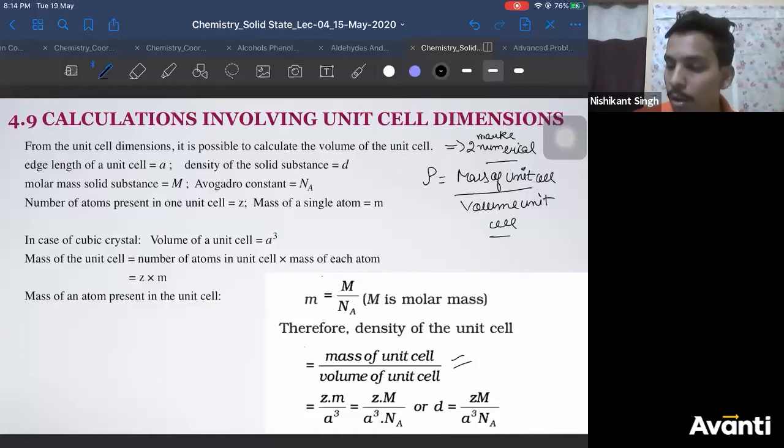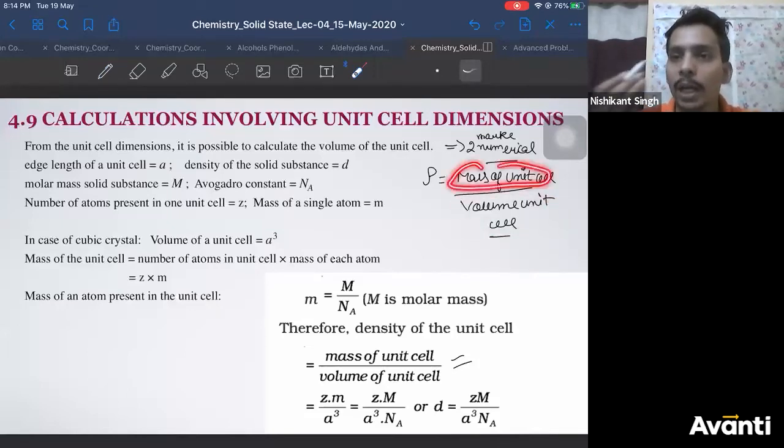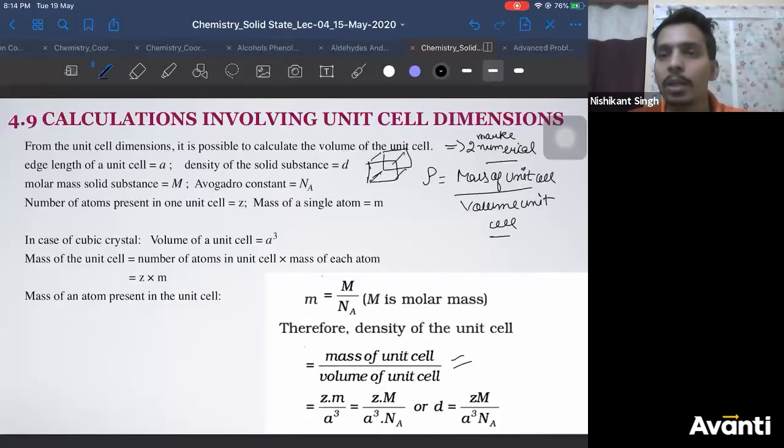Now, when you see this point carefully, mass of the unit cell. When I talk about any unit cell, let us take simple cubic unit cell only. If this unit cell is empty, there is no mass of the unit cell. Mass of the unit cell is due to particles present in it, right?